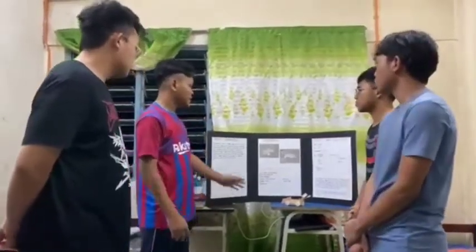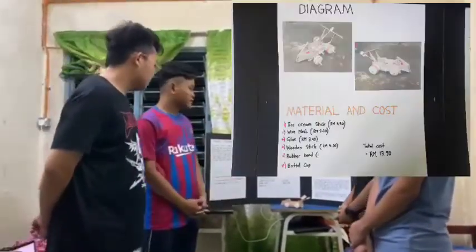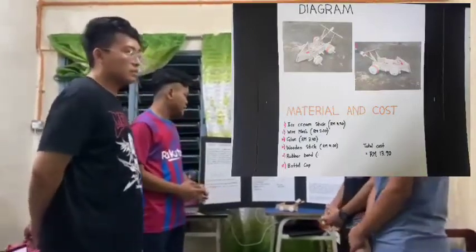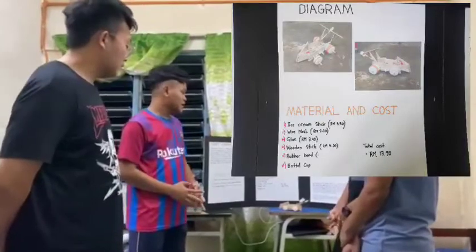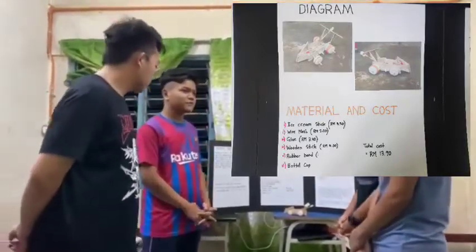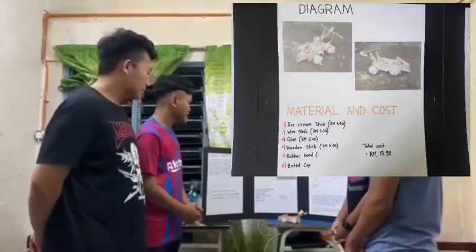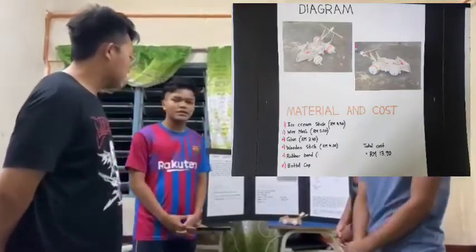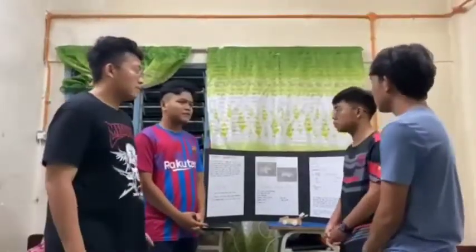We move to material and cost. For material and cost, we just need to buy ice cream stick, wire mesh, glue, and wooden stick. The rubber band and bottle cap we recycle from Ferdinand for the rubber band, and me for the bottle cap. The total cost for this project is 13 ringgit 90 cents. And I pass to Timothy.